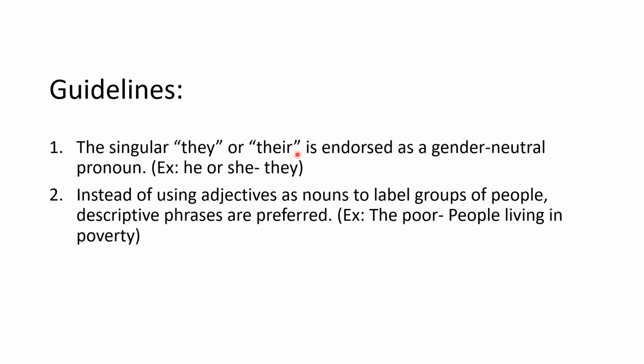Next guideline: instead of using adjectives as nouns to label groups of people, for example, the poor, where poor is an adjective that may be referring to a group of people, instead of using this particular expression or something like it, we use descriptive phrases. For example, people living in poverty. So take note of these two important guidelines so that your write-up or essay will not be considered sexist or discriminatory.